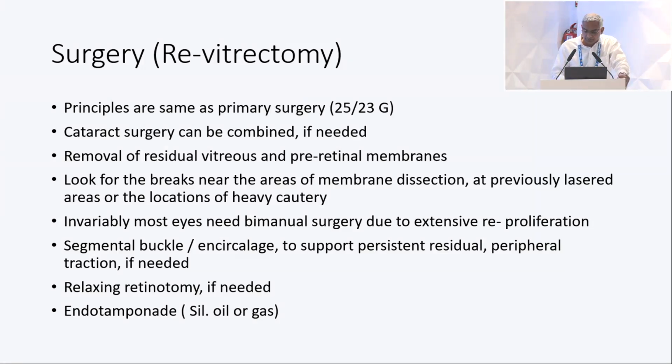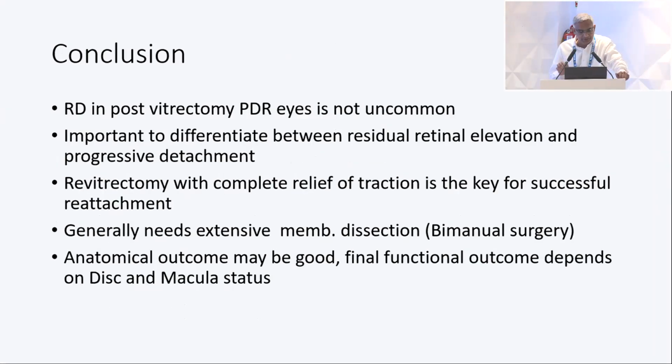The principles of surgery are more or less the same. I am not going to detail. The only thing is these eyes are more likely to need a buckle, or need retinotomy. Sometimes with clean dissection, if possible before doing retinotomy, you try to put in a segmental or encircling band to support the peripheral retina, so you may be able to avoid retinotomy. That's the only difference. Otherwise, the surgical principle is the same once you have a rhegmatogenous component.